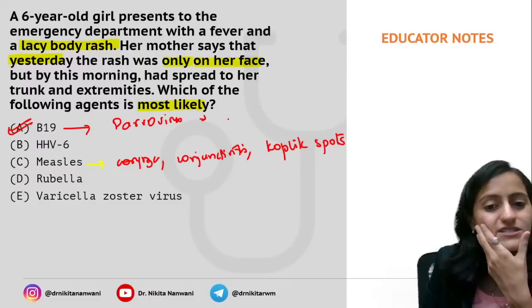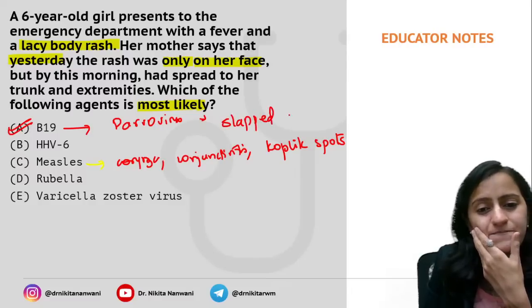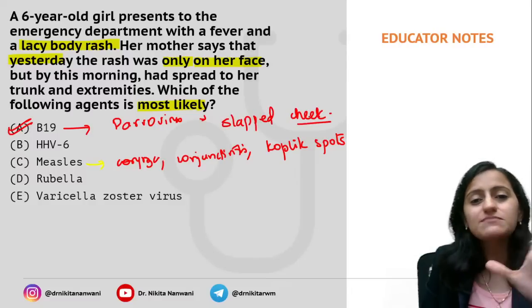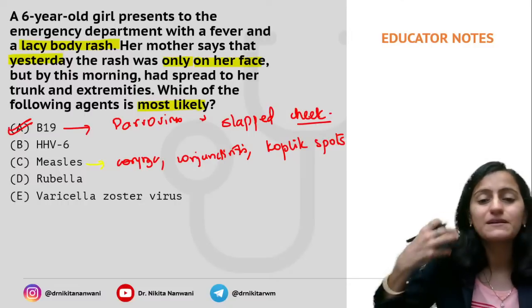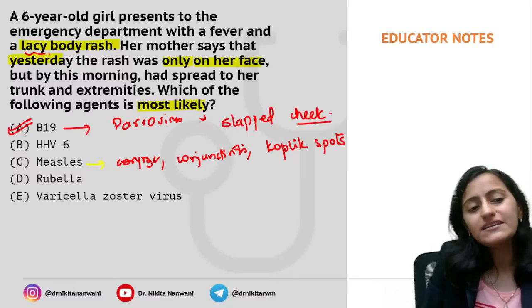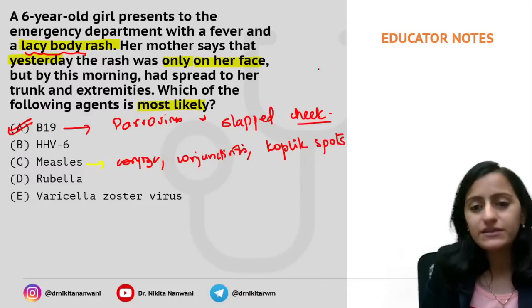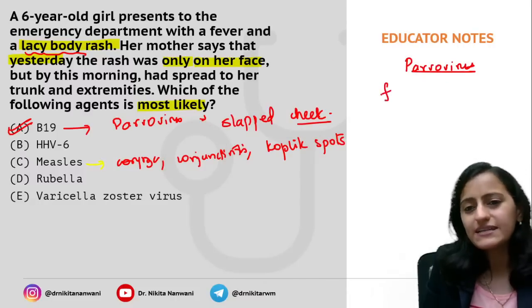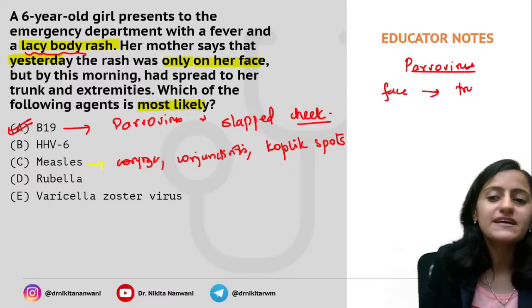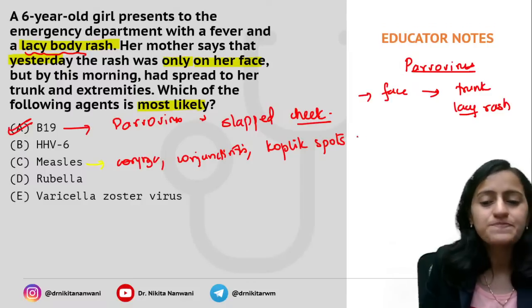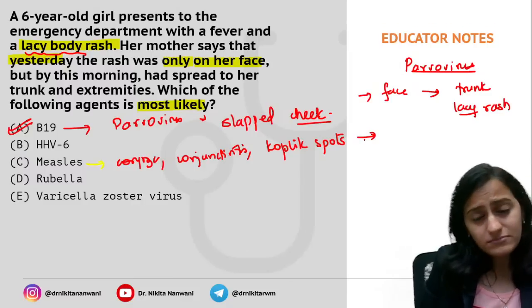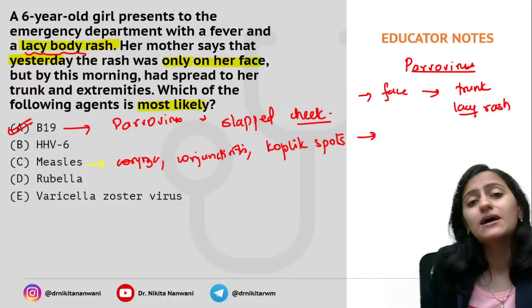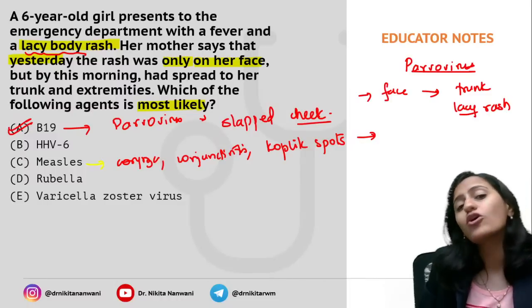Classically, it causes your slapped cheek appearance, erythema infectiosum, the fifth disease. Then it goes to the body and it gives the lacy body rash. Remember that this is Parvovirus B19. First it is on the face, then it goes on the trunk. That is called the lacy rash. So now tell me, is Parvovirus a DNA virus or an RNA virus?